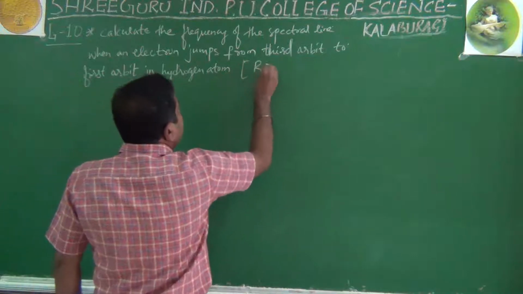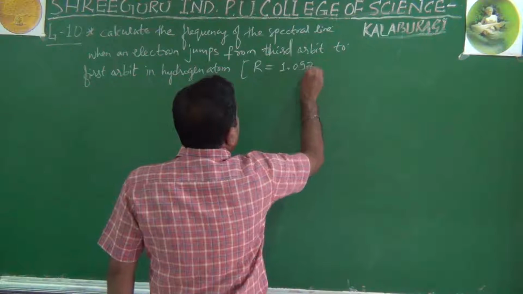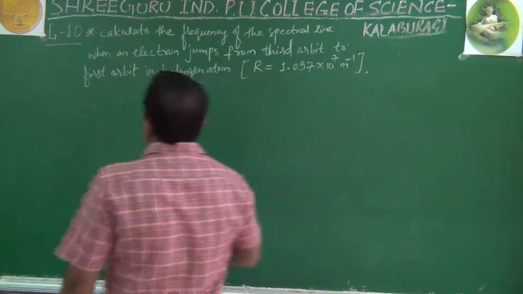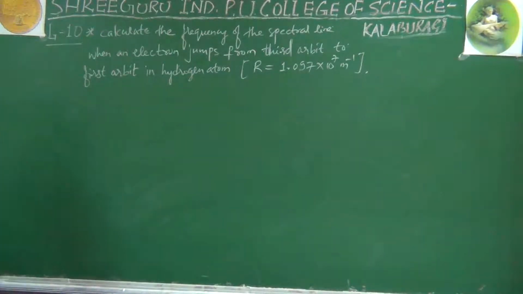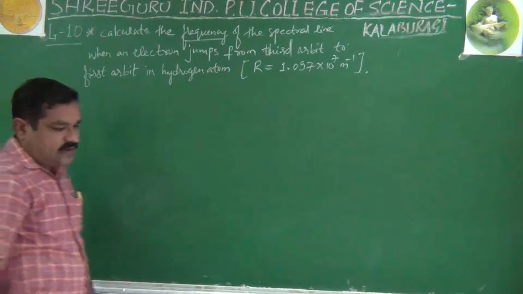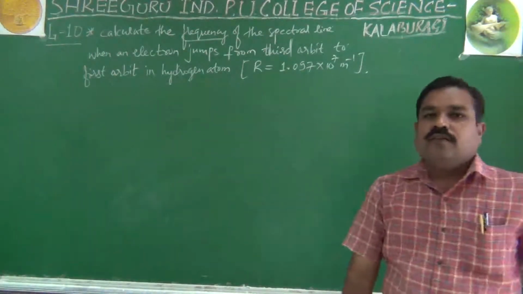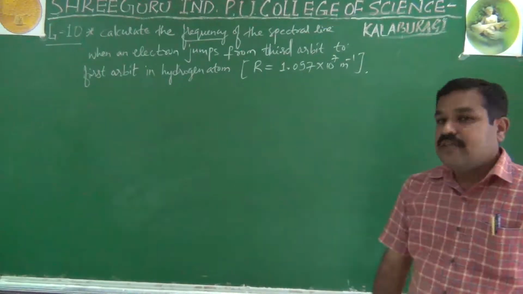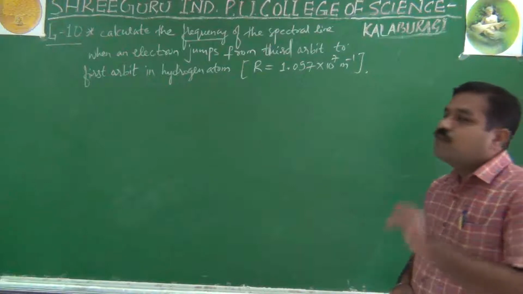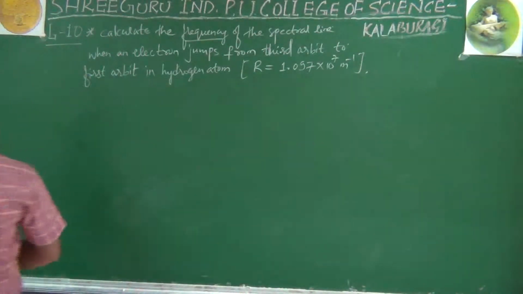Given once again, the value of R is 1.097 into 10 raised to 7 per meter. Right? Okay, students. Now this time we have to calculate the frequency. First we calculate the wave number, then second step the wavelength, now this time it's the wave frequency. And this will be a full 4 marks question. Let us see step by step.